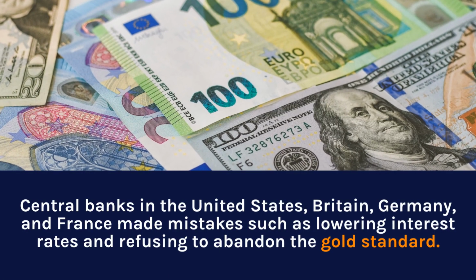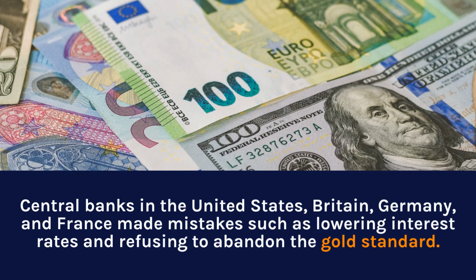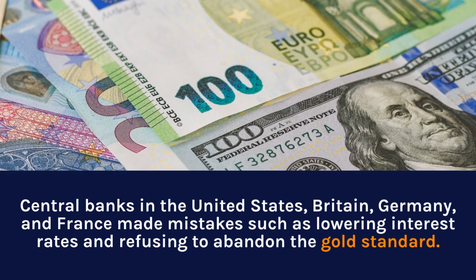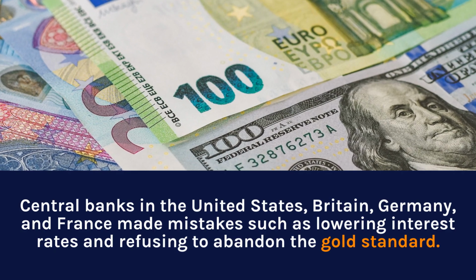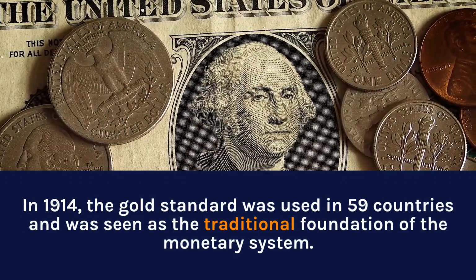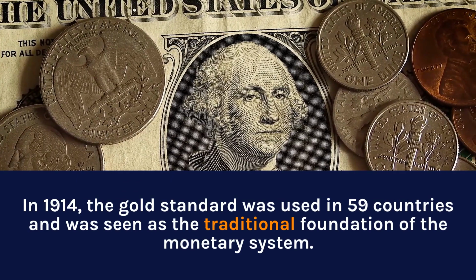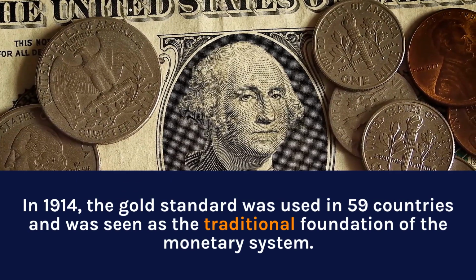Central banks in the United States, Britain, Germany, and France made mistakes such as lowering interest rates and refusing to abandon the gold standard. In 1914, the gold standard was used in 59 countries and was seen as the traditional foundation of the monetary system.